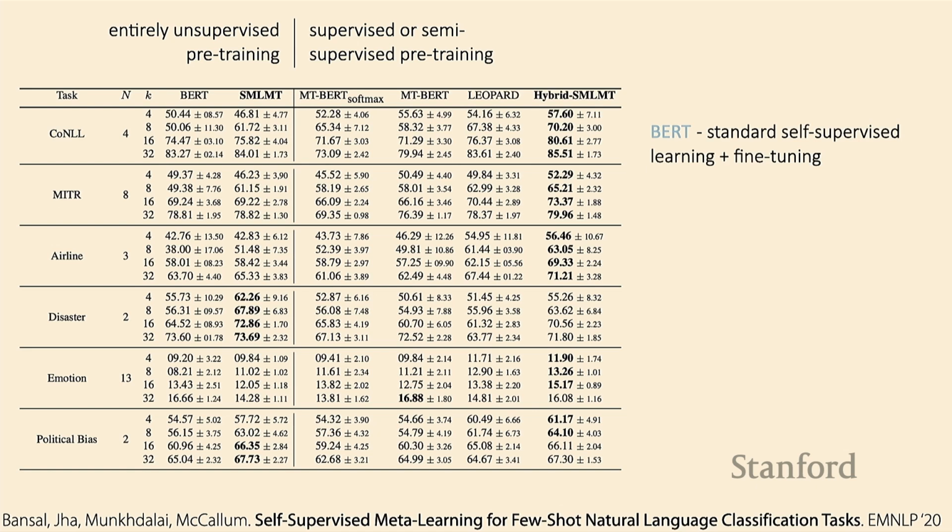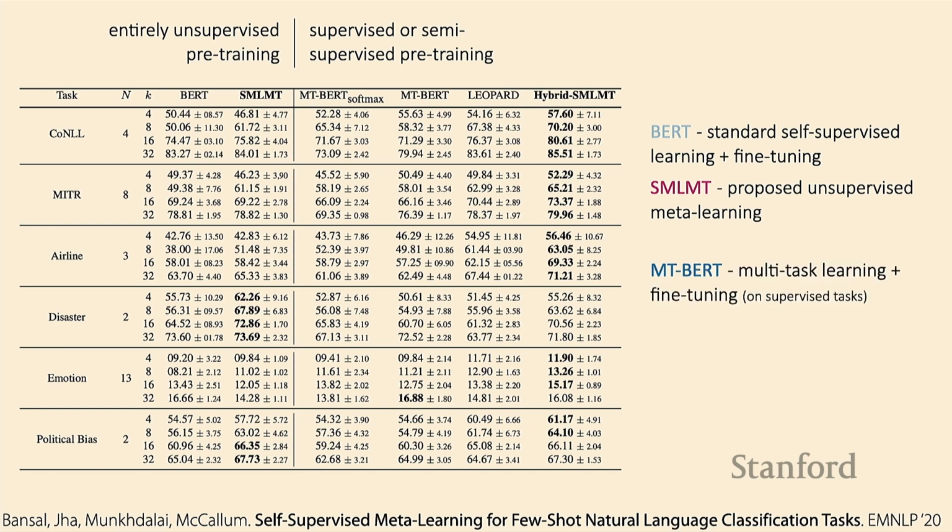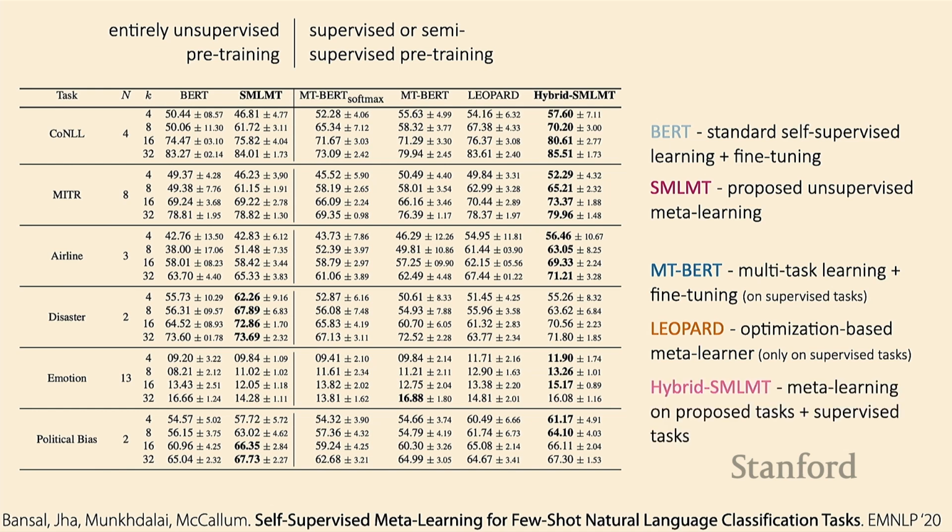BERT corresponds to what we talked about last week with standard self-supervised learning. SMLMT is the proposed unsupervised approach. Multitask BERT corresponds to multitask learning and fine-tuning on the supervised tasks. There's also an optimization-based meta-learner that's applied only to the supervised tasks, as well as a hybrid method that does meta-learning on the proposed tasks and the supervised tasks. So this is more of a semi-supervised meta-learning approach.